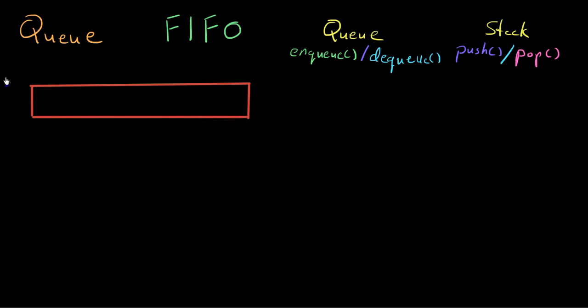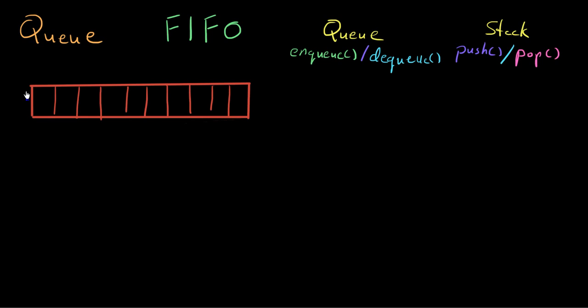Now let's get back to our memory model here. Let's just say we're doing an array implementation. With this one, the first thing that's in is the first thing out. Typically what you'd think of is the line at the grocery store. When you enter the line, the first person in the line is the first person to get served. So it's the complete opposite of a stack. With a stack, you can only access the thing on the very top of the stack.